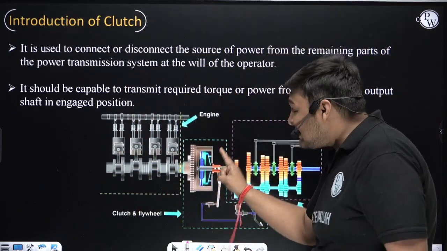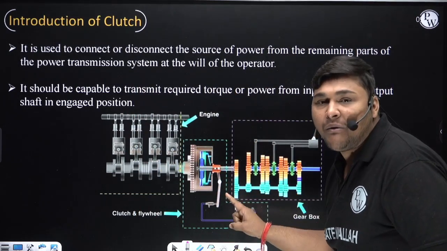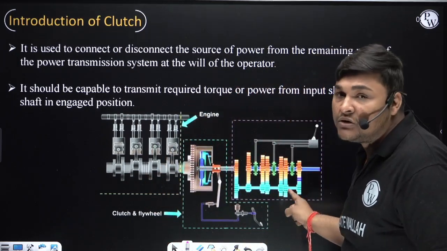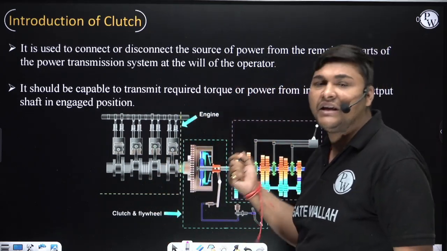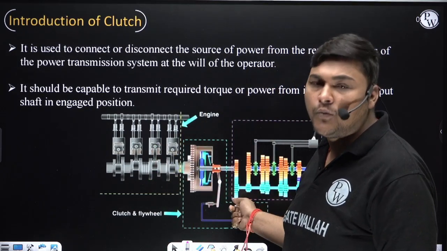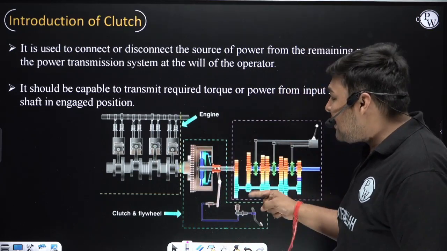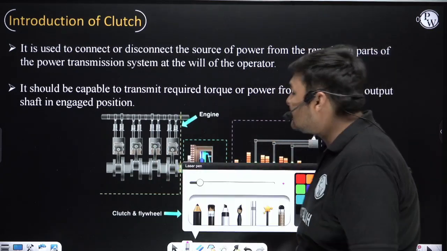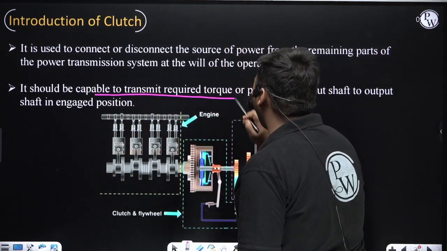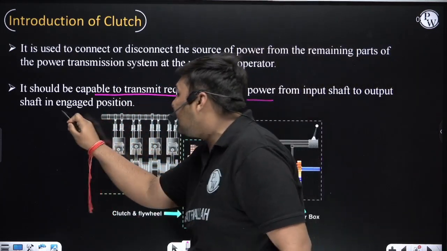But when they are in engaged position, at that time, what do we want? Power or torque to transmit from input to output shaft. Yes, sir. Because engaged means we want that power or torque should transmit from input to output shaft. So the important point is, when they are engaged, this clutch should be capable of transmitting the required torque or power from input shaft to output shaft in engaged position.